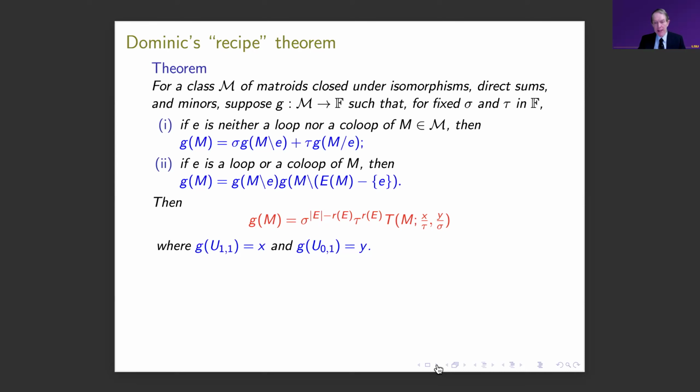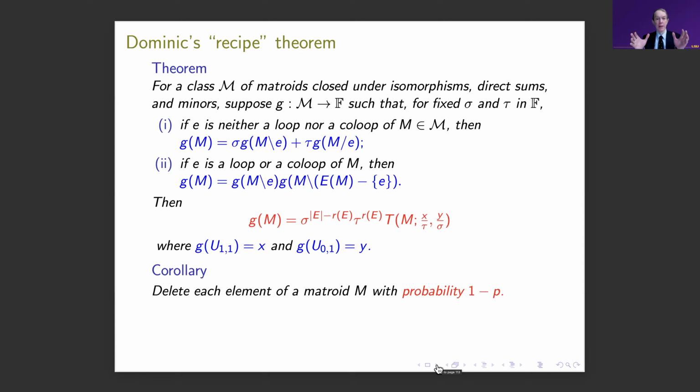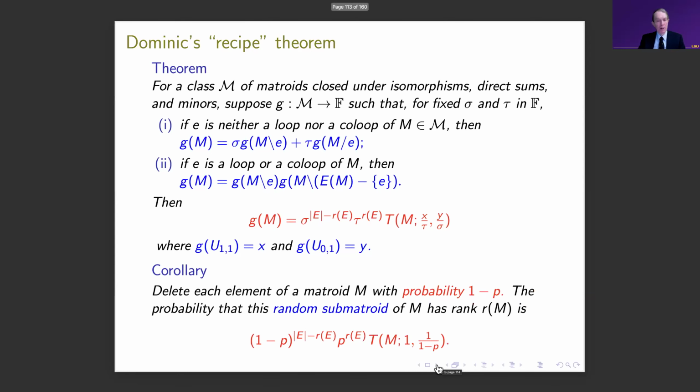This has lots of applications. Let me just give you one. Take a matroid and delete every element with probability 1 minus p, and do this independently for each element. This is going to give me a random submatroid of my initial matroid. What's the probability that this random submatroid has the same rank as the original matroid? Well, that's just an evaluation of the Tutte polynomial along with some multiplicative factors.